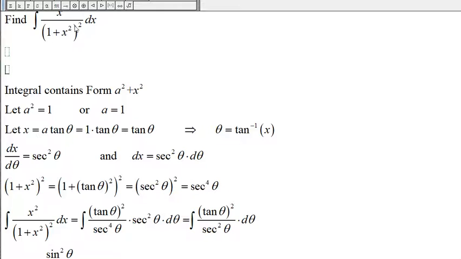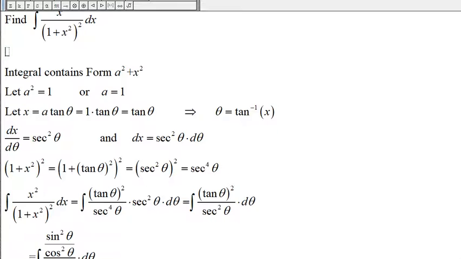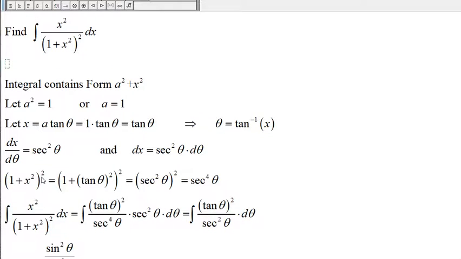So let's rewrite the expression 1 plus x squared squared in terms of theta. X is equal to tangent of theta, so we have tangent of theta squared, and then we have square right here. From trigonometry identities, 1 plus tangent squared is secant squared. So we have secant squared squared, so it'll be secant to the 4th.